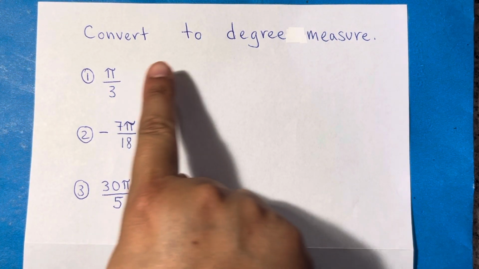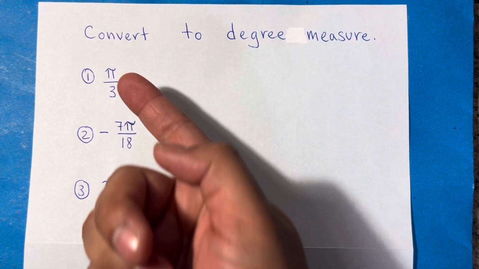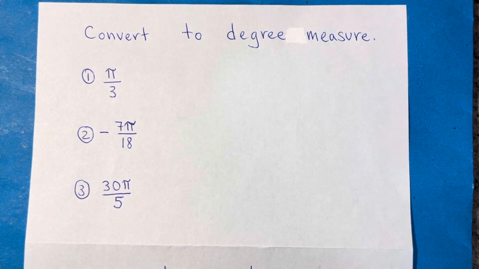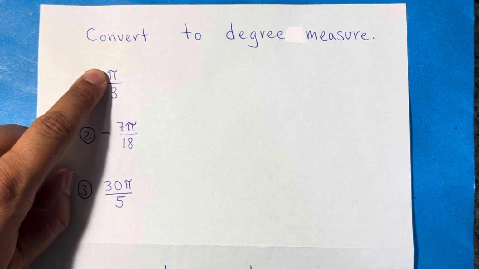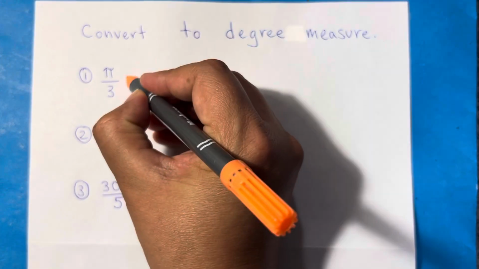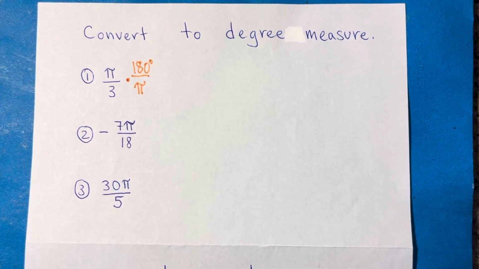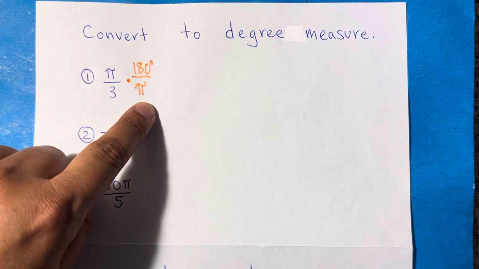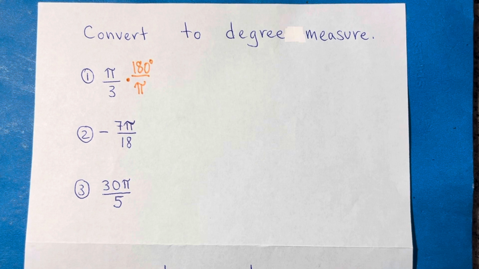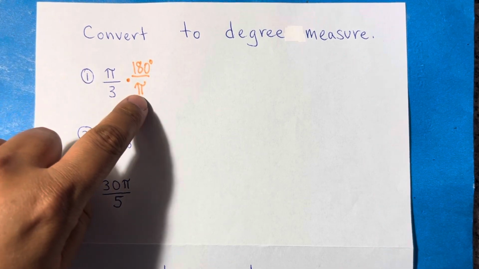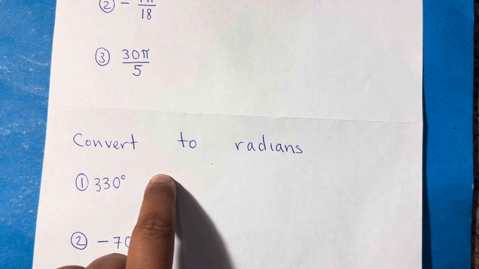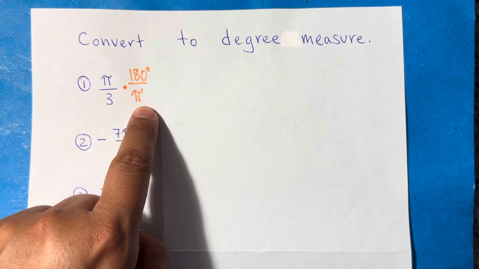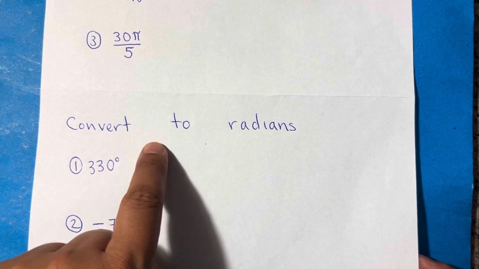So in here it says convert to degree measure. And so we have 3 different examples. One tip that I have for you is that if this one already has pi, it's going to be on the numerator, so what we're going to do is put the pi in the denominator. Just remember, if you have pi on top, then you put it at the bottom. And for the degrees, you will not have pi, so that's going to be in the numerator. If it's on top, you put it at the bottom. If there is no pi, you put it on top.